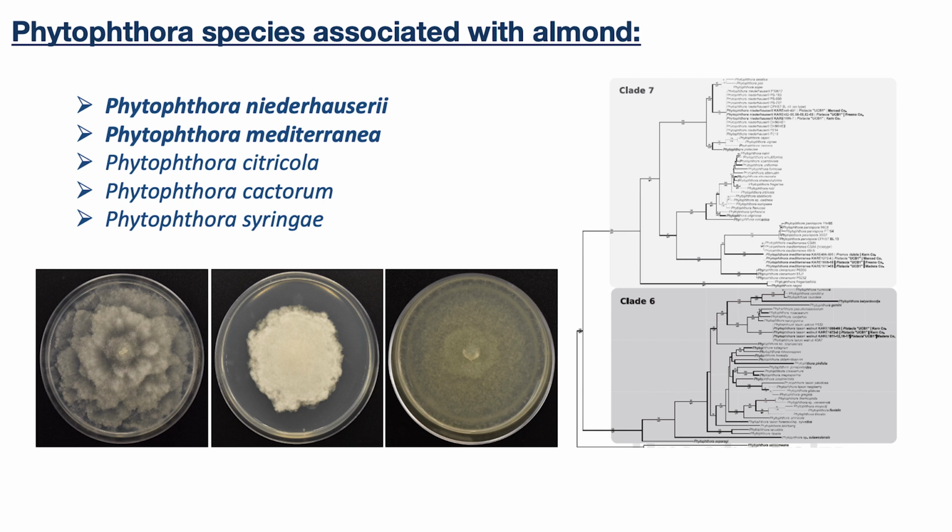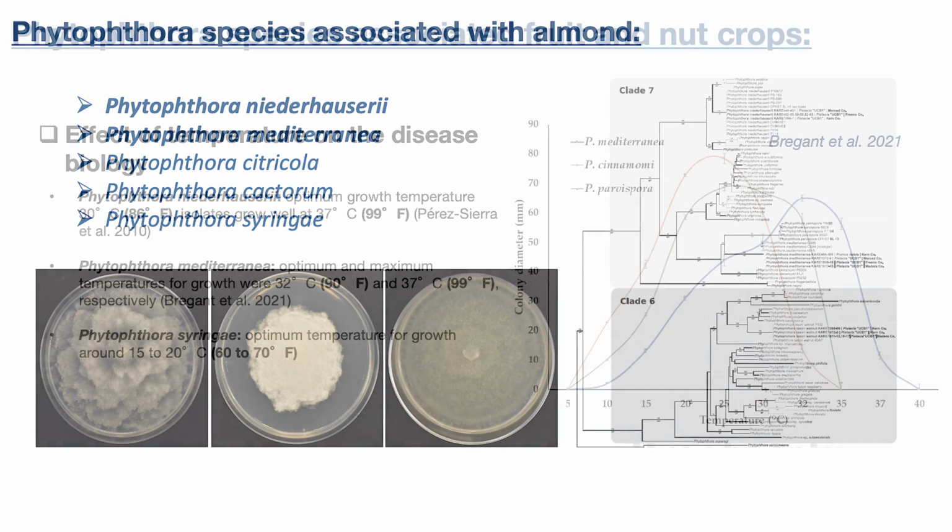So when it comes to Phytophthora in almond production, it's very important to get a sense of what species you're dealing with. There are multiple species affecting almonds. I've mentioned a few: nidarocereae, mediterranea, citricola, cactorum, and syringae. The species you may have in an orchard matters because they all have different biology, and that biology can really affect how a disease will develop in an orchard.